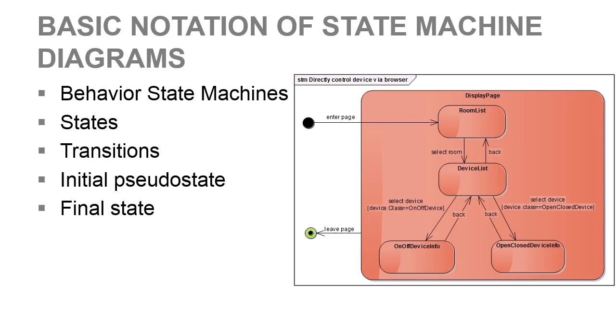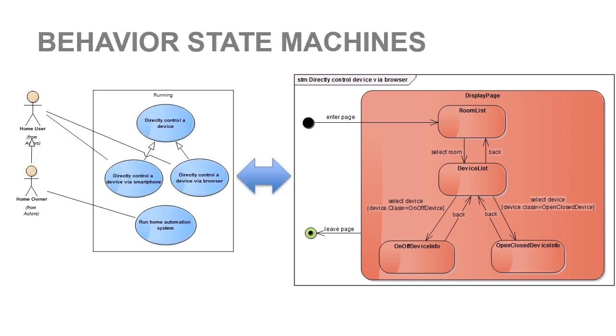We'll start looking at state machines with the basic notation of state machine diagrams. We'll do this in the context of behavior state machines, and we'll start with the two fundamental elements of state machines, states and transitions, and then look at the initial pseudostate and the final state, which start and finish state machine diagrams. Behavior state machines specify the behavior of a behaviored classifier like a use case in terms of states and transitions between those states.